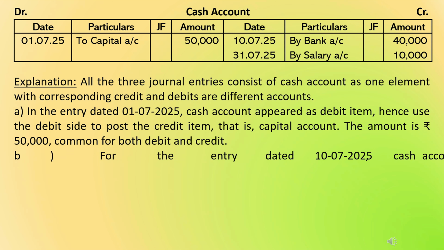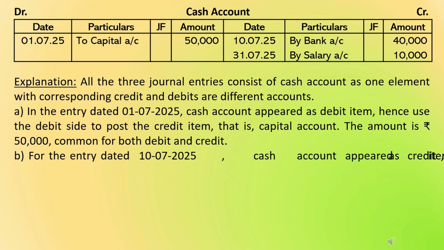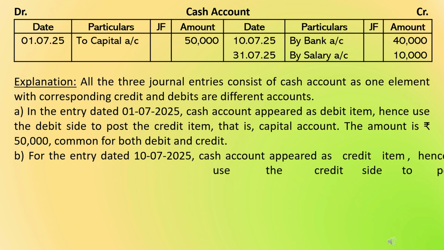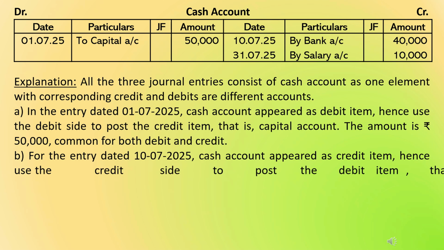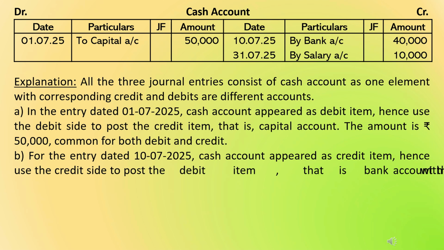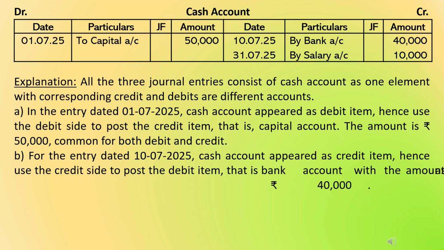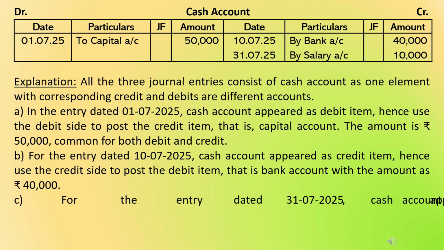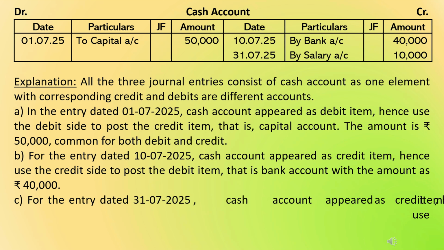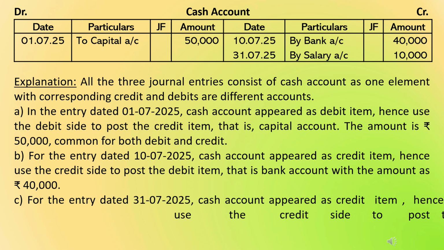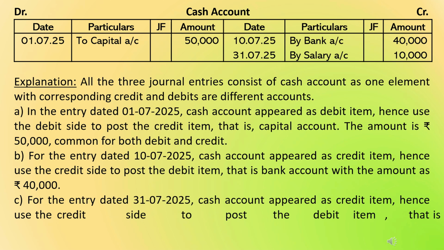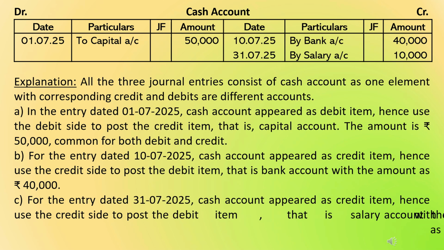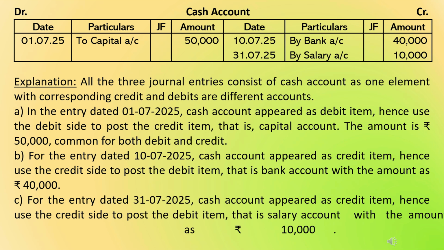B. For the entry dated 10th July 2025, cash account appears as credit item, hence use the credit side to post the debit item, that is bank account with the amount as 40,000 rupees. C. For the entry dated 31st July 2025, cash account appeared as credit item, hence use the credit side to post the debit item, that is salary account with the amount as 10,000 rupees.